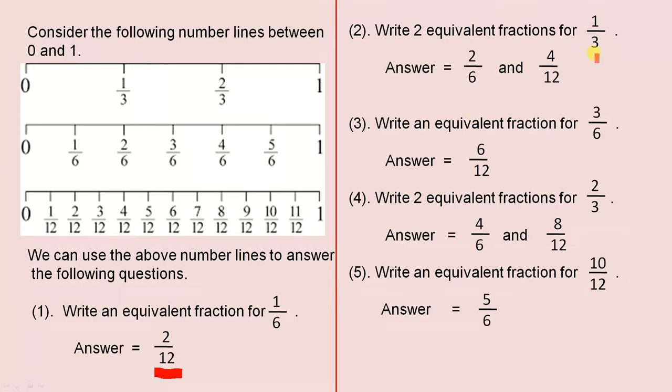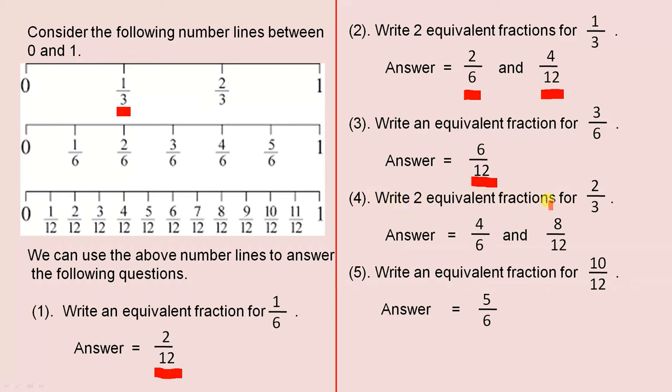Write two equivalent fractions for 1/3. There is 1/3, directly above 2/6 and 4/12. So the answer, 2/6 and 4/12 are the two equivalent fractions. Write an equivalent fraction for 3/6. There is 3/6, directly above 6/12. So 6/12 is the equivalent fraction.